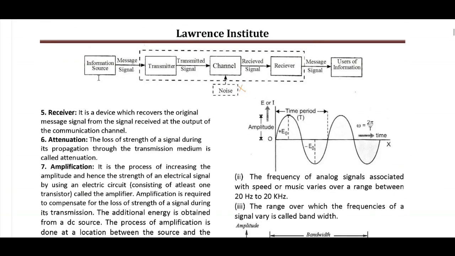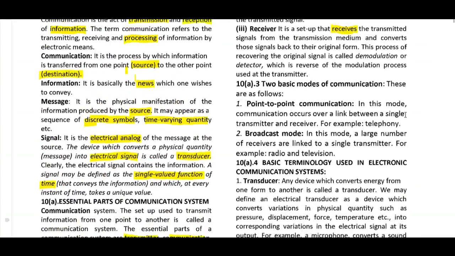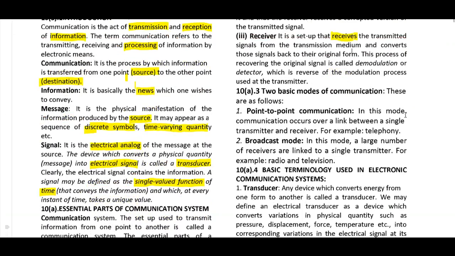Now, if we look into this diagram, this is the message signal. It is converted into a transmittable signal. Now, this transmittable signal is transmitted by the channel. The received signal is what is transmitted, and it is different from the message signal. The role of the receiver is to receive the transmitted signal, then convert it into the message signal so that the final message signal can be used by the user. So this was the function.